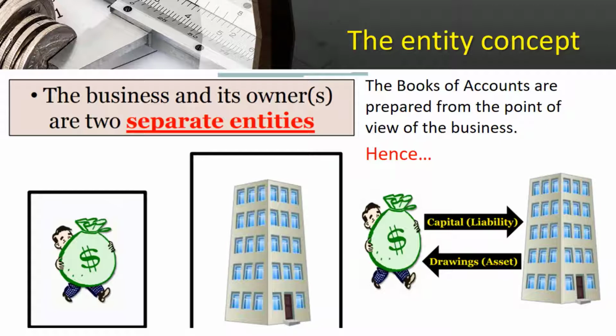For instance, if an owner invests something in the business, consider that as a credit, which is called capital, and this liability should be repaid to the owner. Likewise, if the owner borrowed anything from the business, this is treated as drawings. So this is a kind of asset. The owner needs to settle that in the future.